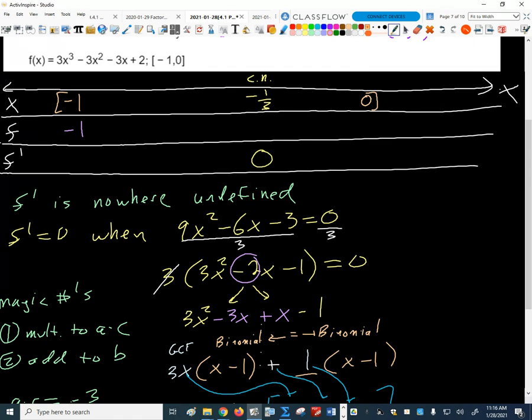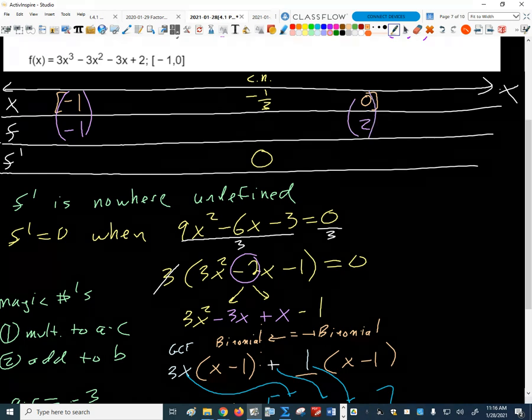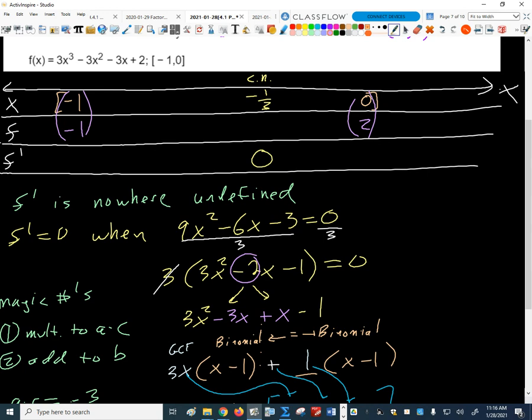Okay, so I've got an ordered pair here at negative 1, negative 1. If I plug 0 in, I get 2. So I've got another ordered pair at 0, 2. And then if I plug negative 1/3 in, what am I going to get? So I'm going to get negative 1/9 minus 1/3 plus 1 plus 2.